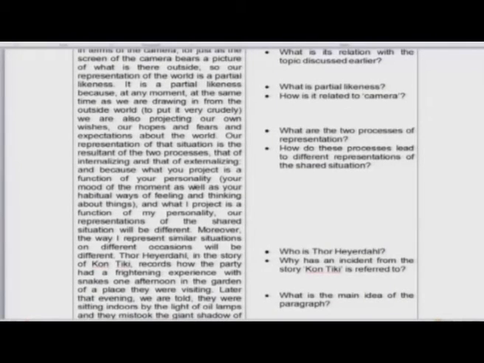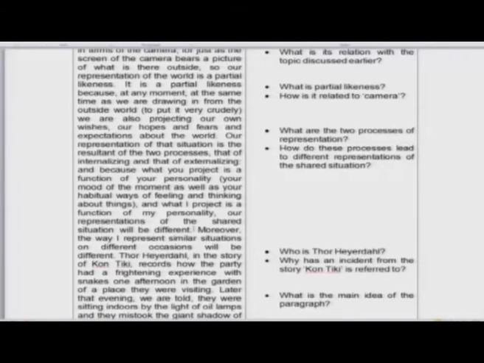And then the next key word here is processes. So, what are these processes and how do these processes lead to different representations of the world? So, we locate the word processes in the text, that of internalizing and that of externalizing. So, these are the two processes the writer here is talking about. And because what you project is a function of your personality and what I project is a function of my personality, our representations of the shared situation will be different.